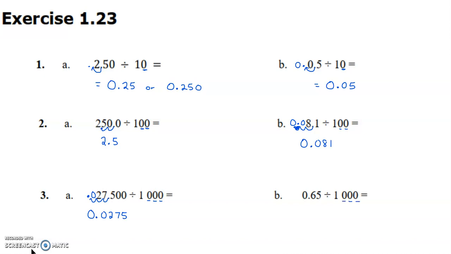And then for 3b, we're dividing by 1,000 again. 3 decimal places, so we're going to move 1, 2, 3. So we're going to have to fill up with zeros. We'll be adding 2 zeros on, plus a 0 in front. So to write this neatly, 0.00065. Best wishes on the rest of exercise 1.23.